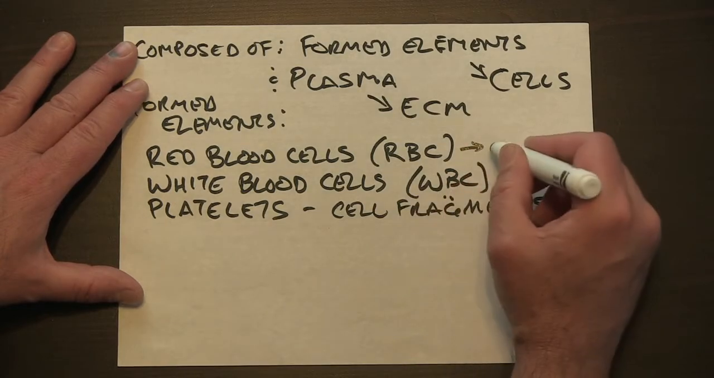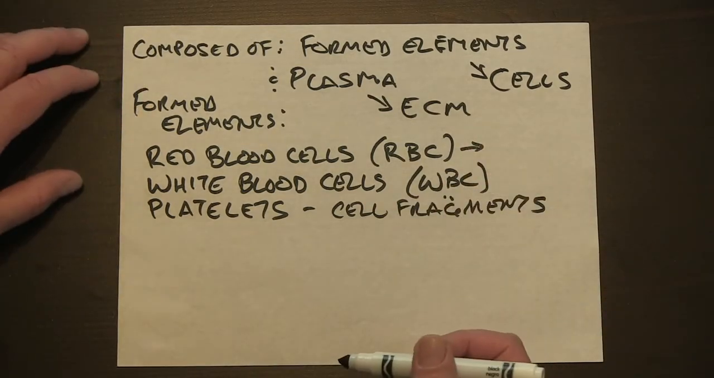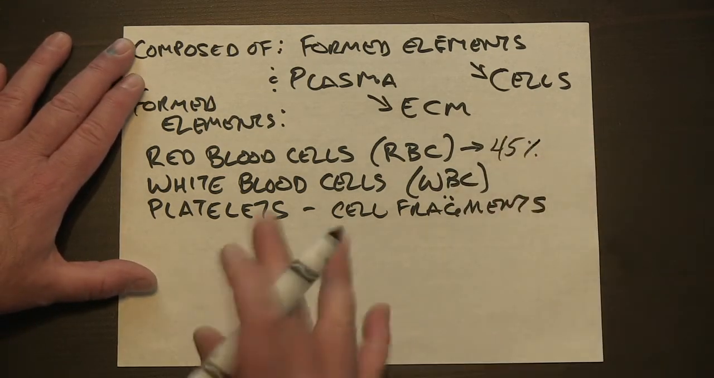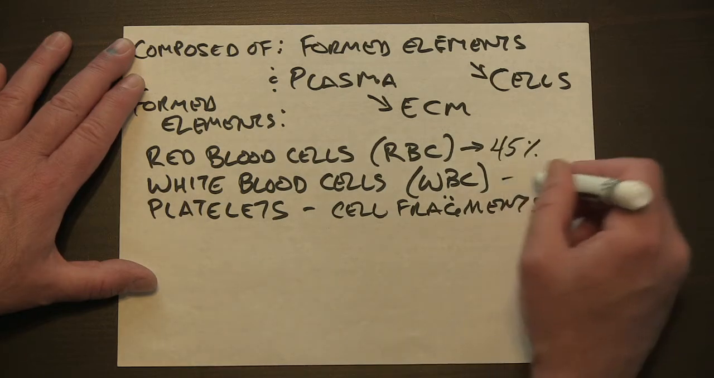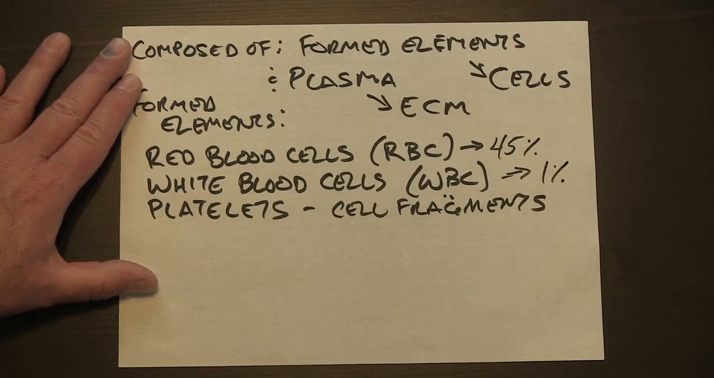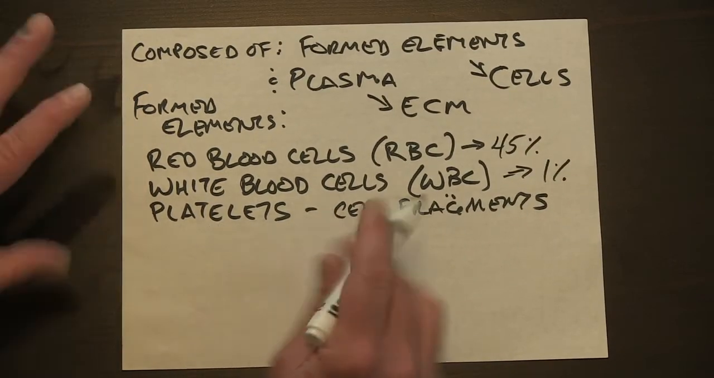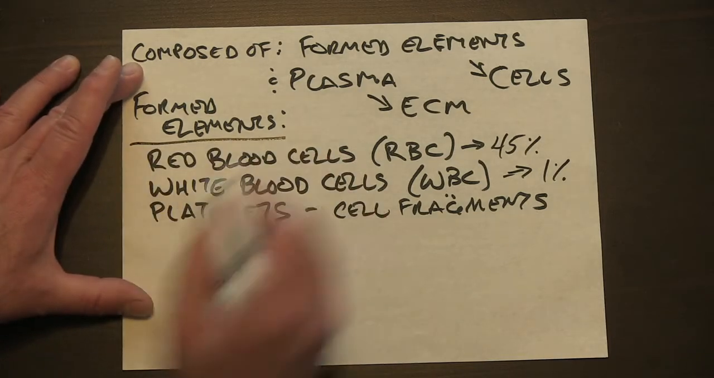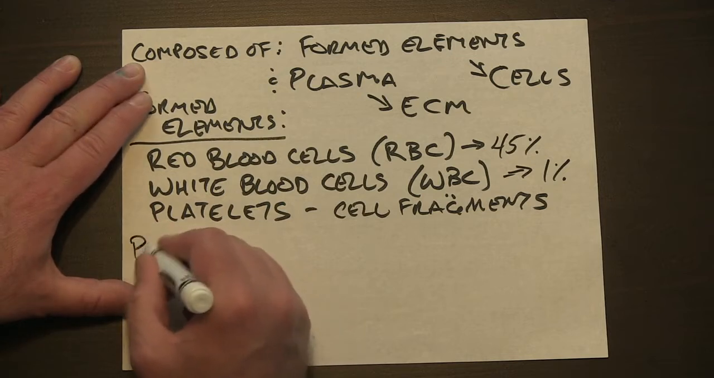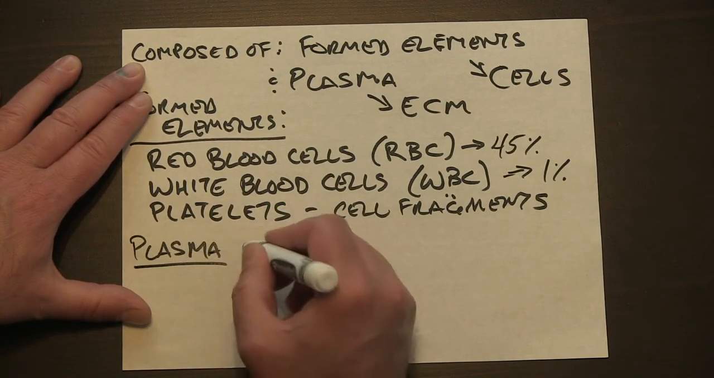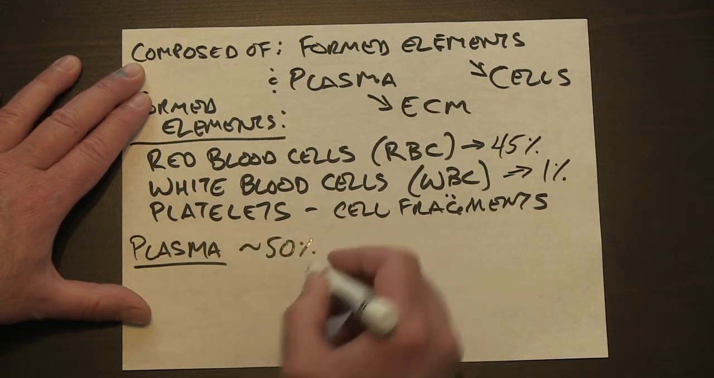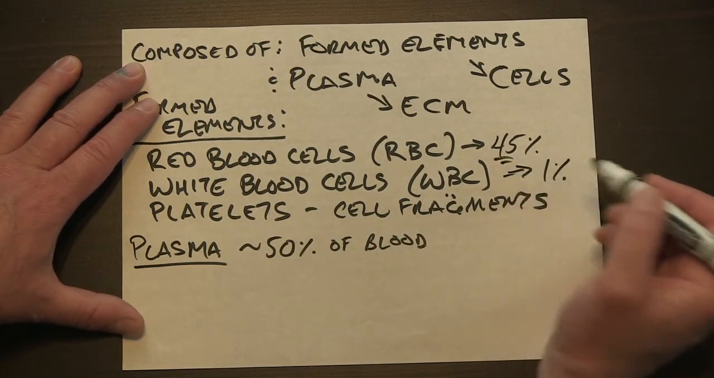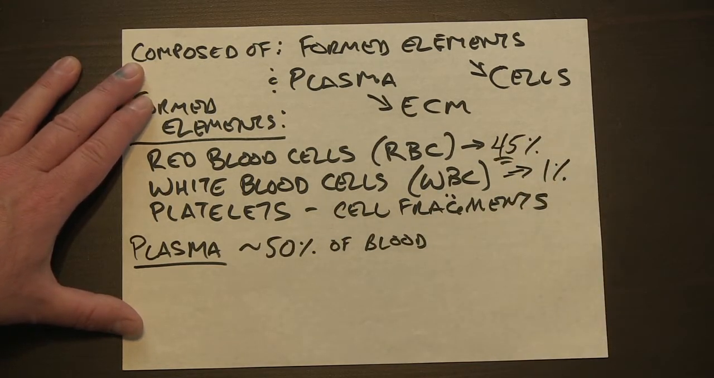So if you were to take a milliliter, let's say, of blood, about 45% of that, roughly, is going to be red blood cells. The white blood cells make up about 1% of it. And platelets would make up almost nothing. Roughly half of the blood is plasma. This is actually a little bit low. It's closer to 48, 49, almost 50%.